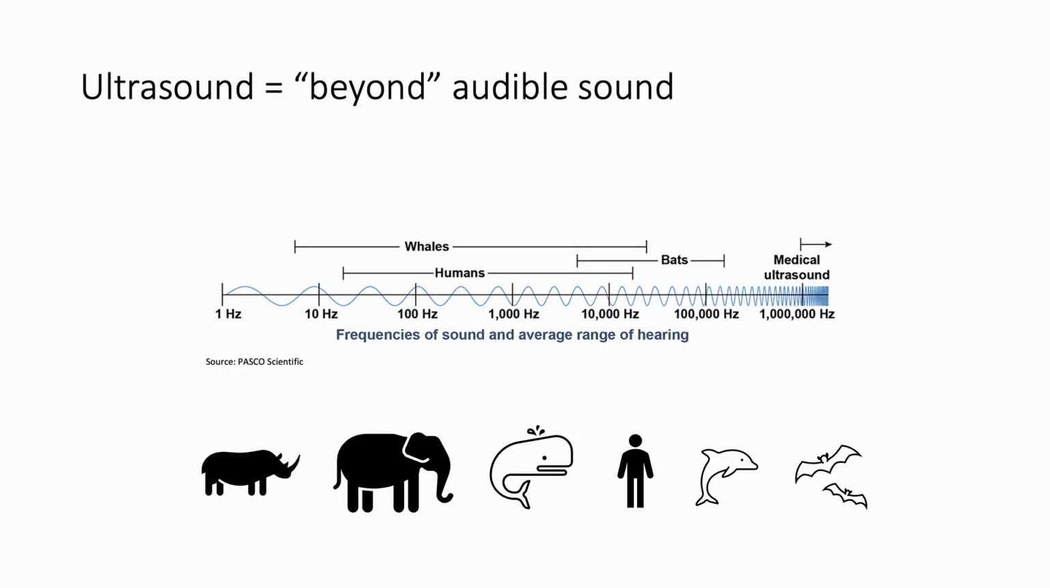So let's just start with the term ultrasound. What does it mean, or why do we call this type of sound ultrasound? Well, it comes from the root ultra, which means beyond, and refers to all of the sounds that occur beyond the limits of human hearing. So although we can't hear it, this is still sound, and it behaves the same way as other sounds that we are able to hear.